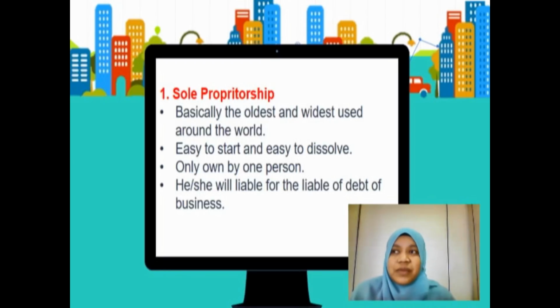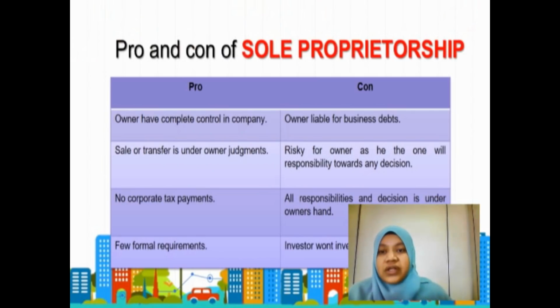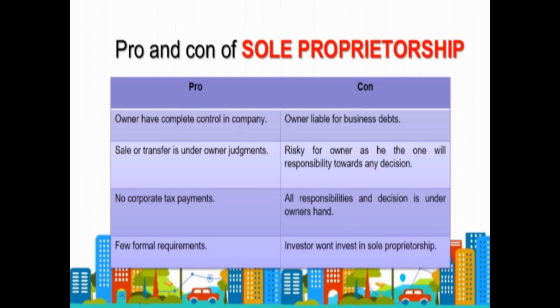Maksudnya macam kita dengar tadi, sebenarnya pemilikan tunggal of course owned by one person. He or she will be liable for the debt of the business. Maksudnya, kalau lah business tu bankrupt, so dia yang bertanggungjawab ke atas business tersebut lah. So, dia kena bayar balik lah. Okay. So, kita akan tengok pro and con ataupun advantages and disadvantages of sole proprietorship.